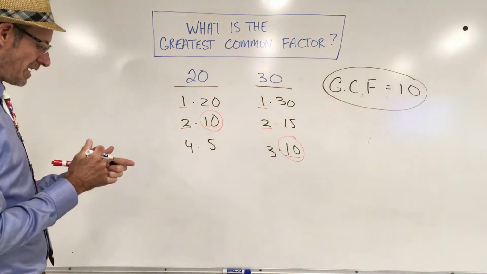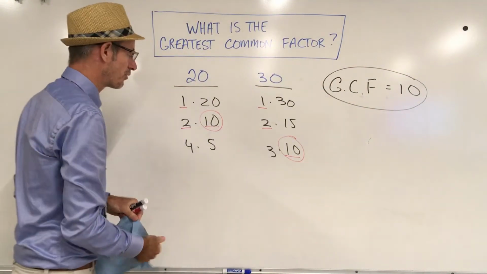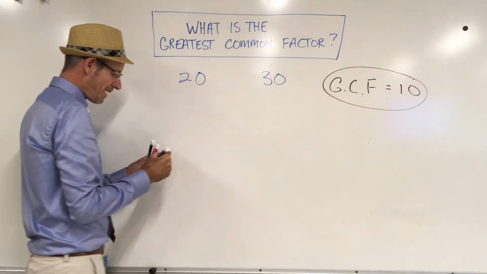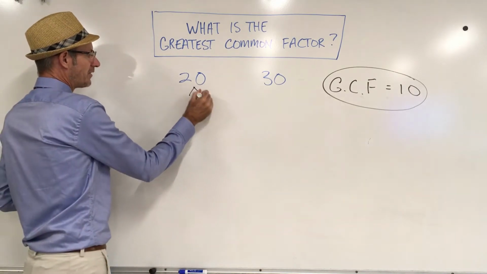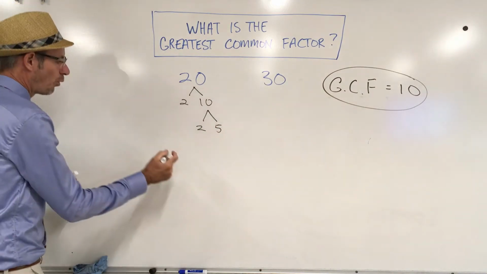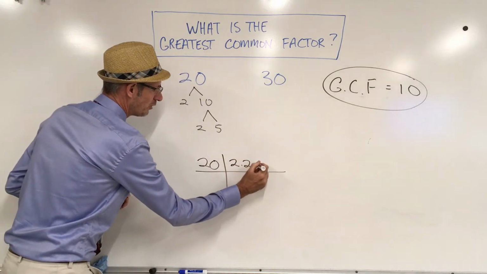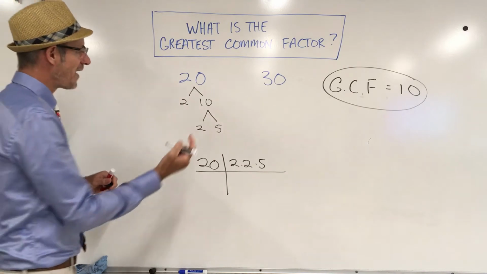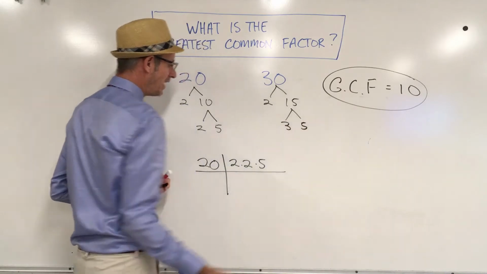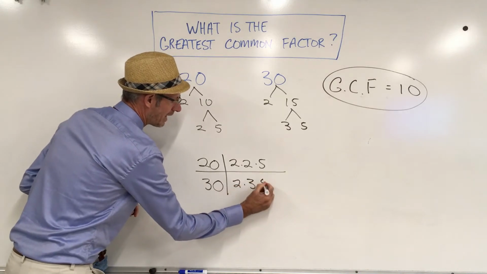So another method that you can use to find the greatest common factor is to use a factor tree. So if I take 20 and 30 and I make a factor tree for each, this is 2 times 10 and 10 is 2 times 5. So for 20, the prime factorization is 2 times 2 times 5. Now if I make a factor tree for 30, that's going to be 2 times 15, and 15 is 3 times 5. So the prime factorization for 30 is 2 times 3 times 5.